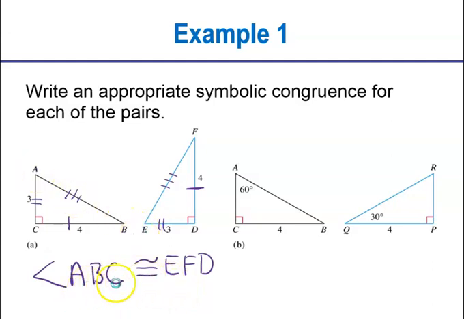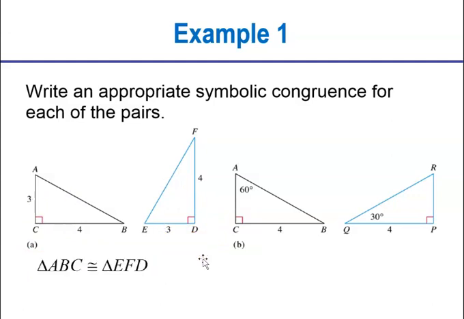They're in the same position also. And that the C, which is the right angle, corresponds to D, which is the right angle over here. Okay, and I've got this typed up as well. And there is triangle ABC is congruent to triangle EFD.